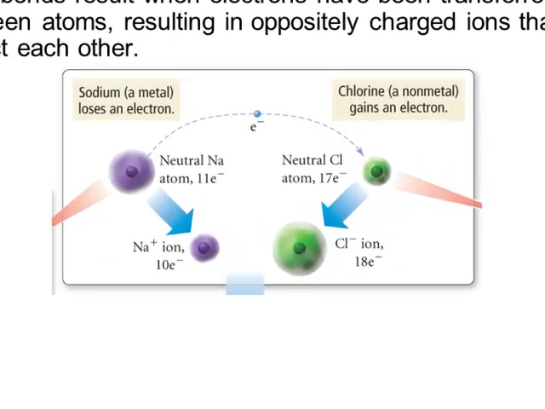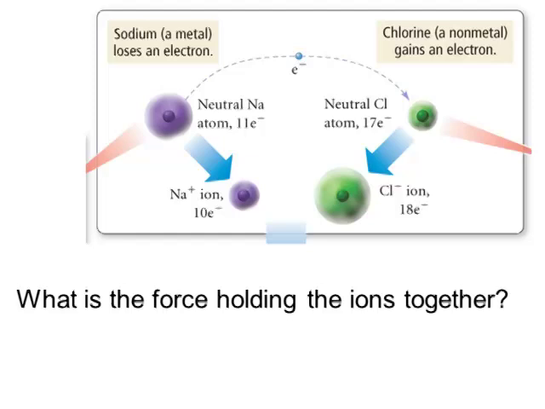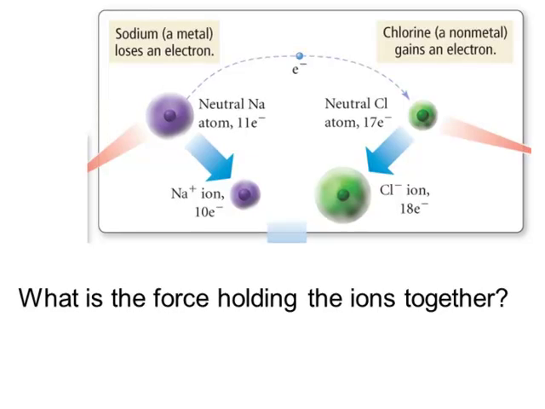So if we look at a neutral sodium atom, that neutral sodium atom loses an electron, it's going to form an Na+1 ion. But in order for that sodium to lose that electron, it has to lose that electron to something that's going to accept that electron. And that's where the chlorine comes in. So if the chlorine accepts that electron, it forms a Cl- ion. It has a -1 charge. So if we've got this Na+ and this Cl-, what's the force that's holding these ions together in an ionic compound? Well, that force is going to be an electrostatic attraction.